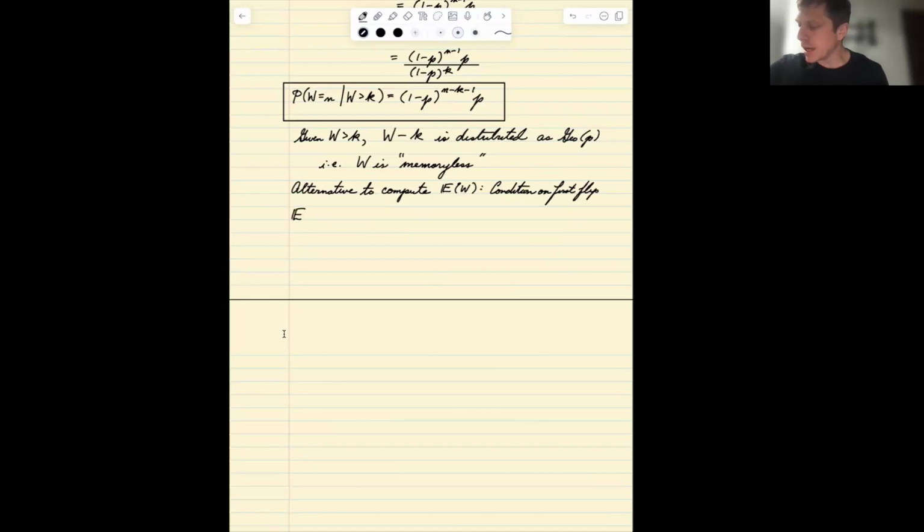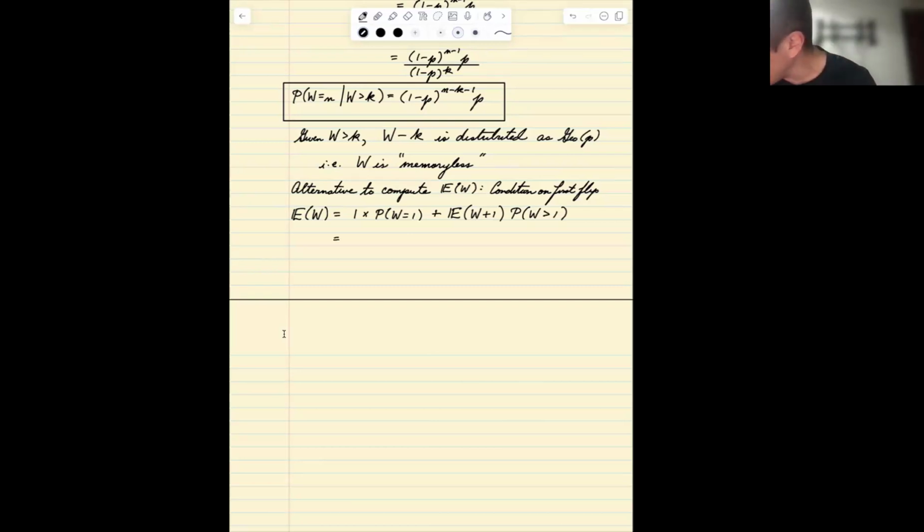So the expectation of W is equal to the value of W if the first toss is a head, so it's one times the probability that W equals one, plus the expectation of W given that we've already seen one toss. If we've missed the first toss, in other words, if the first toss was a tail, then we have one additional toss and then we start over again effectively. So the remaining amount of time is just a geometric random variable. The expected time into the future is the same, plus the first toss.